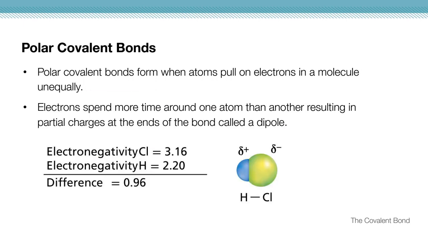Here's an example of what we just were talking about. You take the electronegativity of chlorine, which is 3.16, the electronegativity of hydrogen, and subtract them. There is a difference here of 0.96, which is going to tell you that you have a polar bond here.